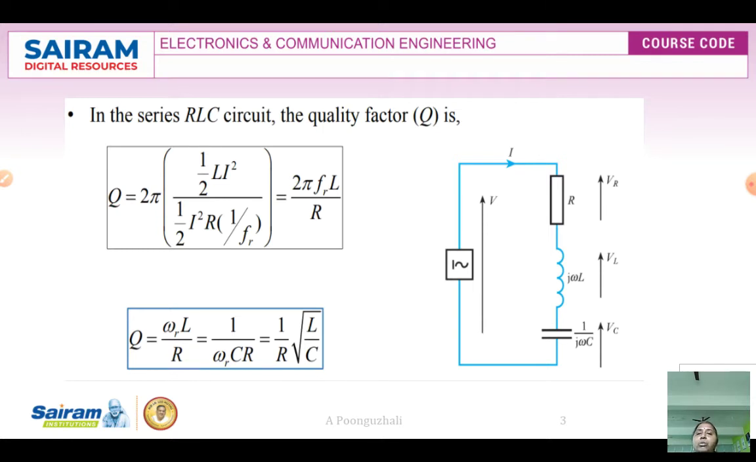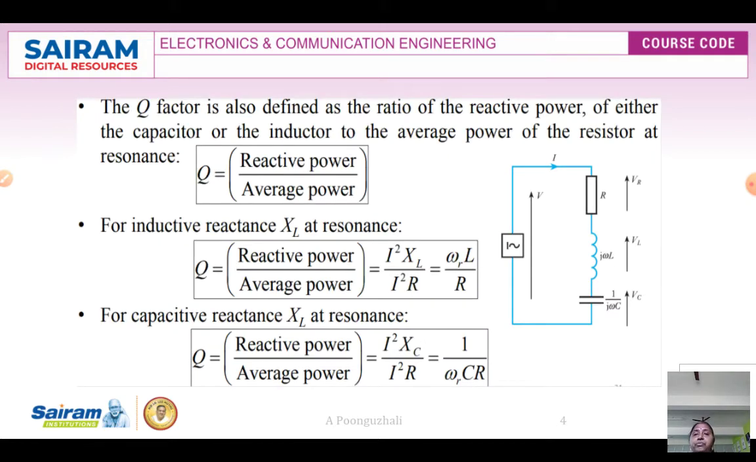Q is equal to 2 pi into the energy stored in the inductor, half L I square, divided by half into I square R into 1 by Fr. So you can write it as 2 pi Fr into L by R. 2 pi Fr is nothing but omega R, so Q is omega R into L by R. Or I can write it in terms of capacitance as 1 by omega R C R. Or if I simplify it, it is going to be 1 by R root of L by C. So these are the different formulas for the quality factor.